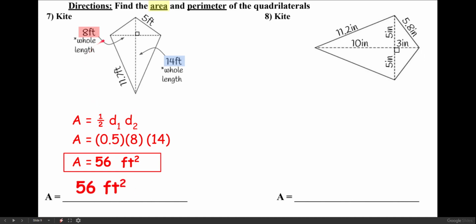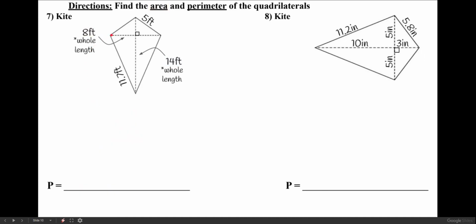All right, let's do the perimeter of number 7 now. Perimeter is the distance on the outside. So this is 5, and this is 11.7, but what's this side and this side? Well, if you remember, this right here is congruent to this. The adjacent sides are congruent, so if this is 11.7, this is 11.7, and if this is 5, this is 5.